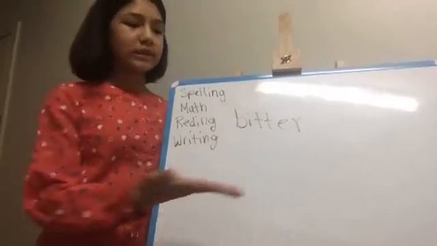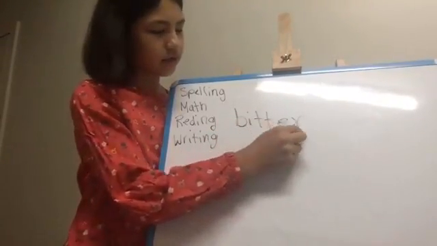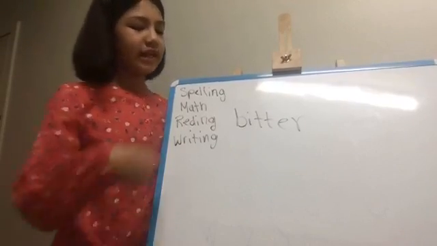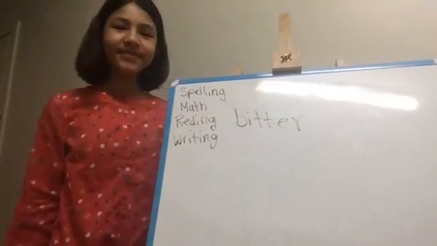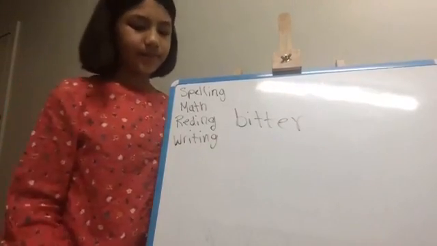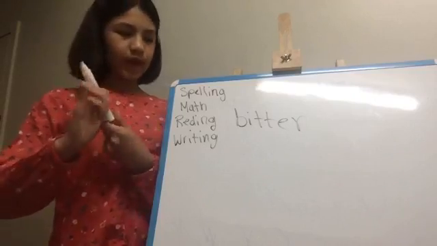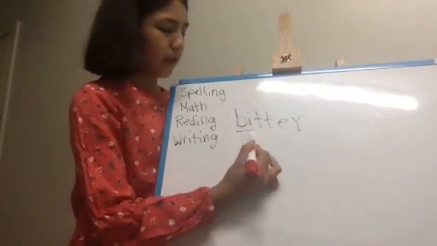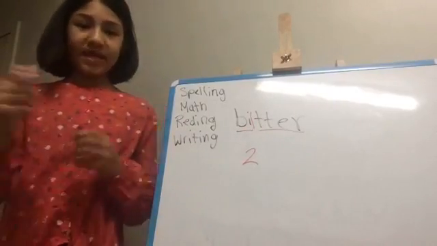B-I-T-T-E-R. All together it makes B-I-T-T-E-R. But when you sound it all together, it makes bitter. And bitter has only 2 sounds. Bitter. Bitter.